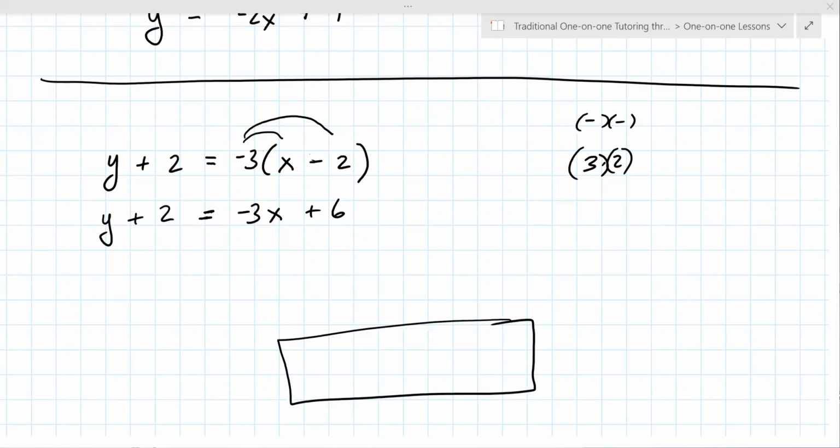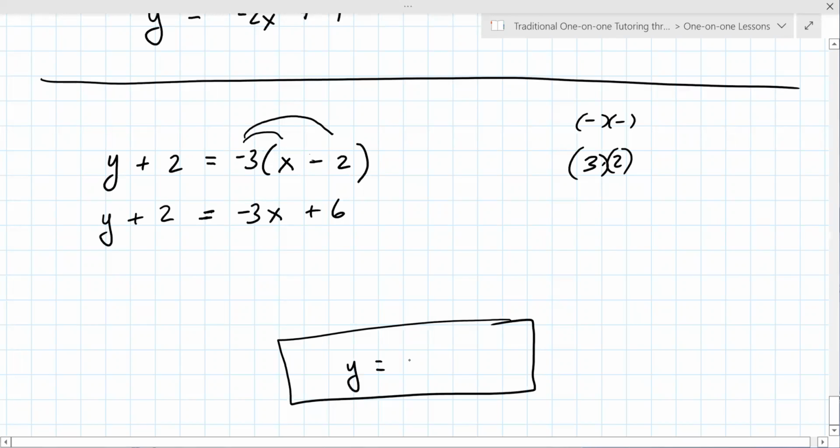What symbol goes in? Oh, there you go. So now you tell him that. Y equals -3x plus 4.